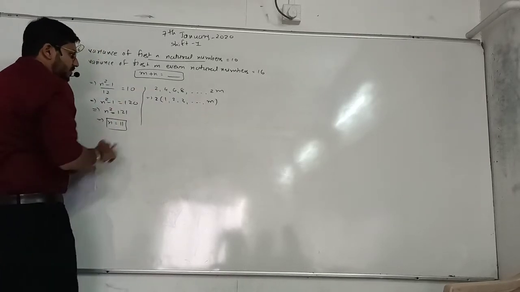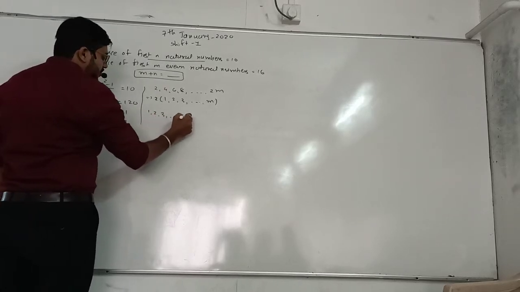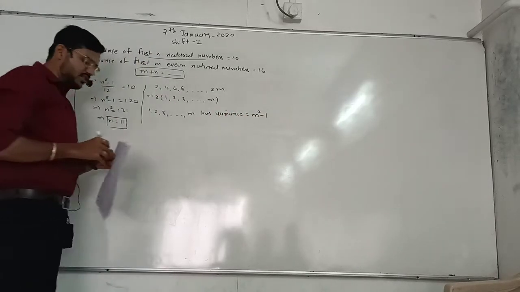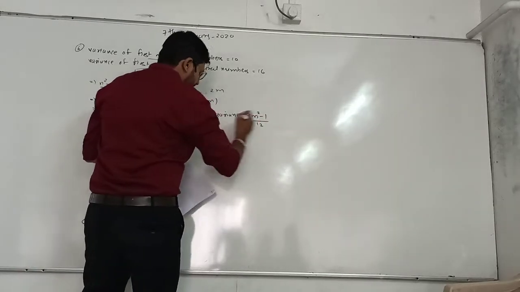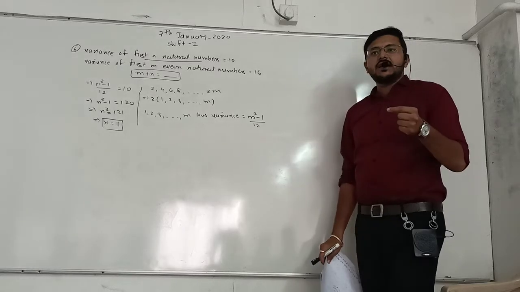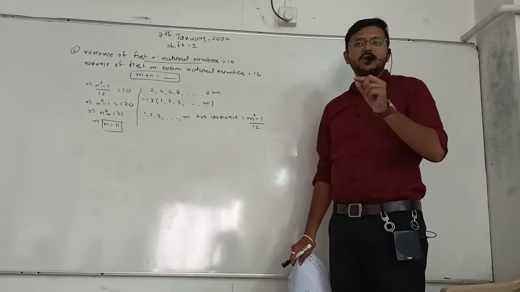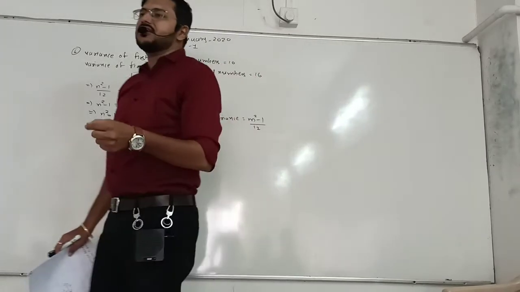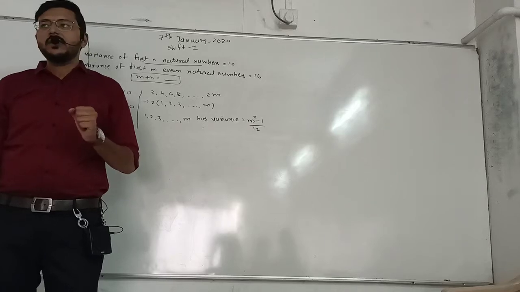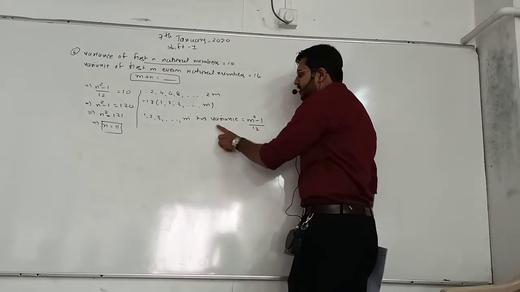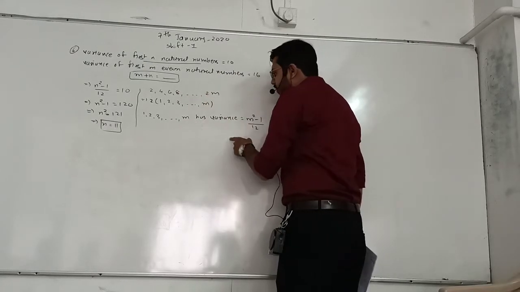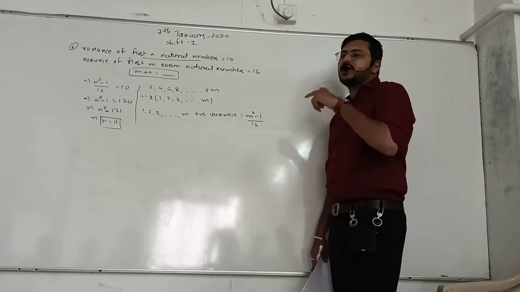So 1, 2, 3 up to m has variance equal to (m square minus 1) by 12. Now we know that if n observations have standard deviation s, and all the observations are multiplied by a constant, the new standard deviation becomes that many times. Standard deviation is affected only by multiplication and division, not by addition or subtraction. So if I multiply all these numbers by 2, the variance will be multiplied by 2 square.